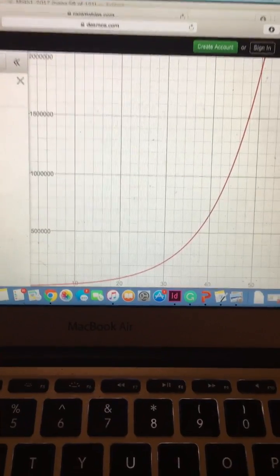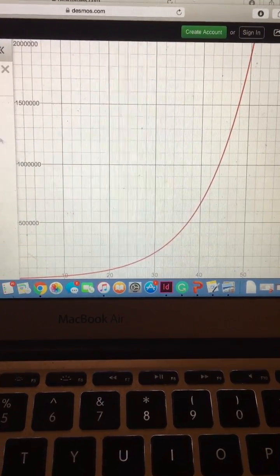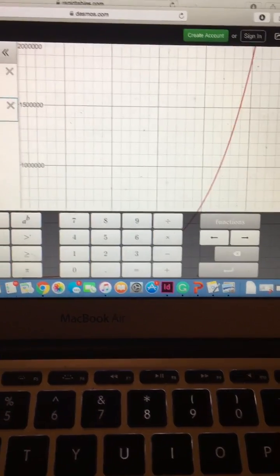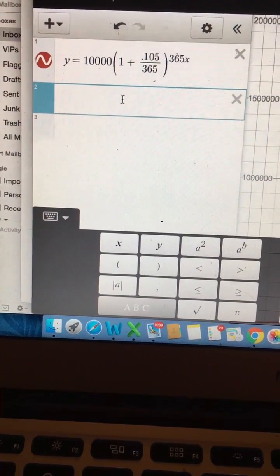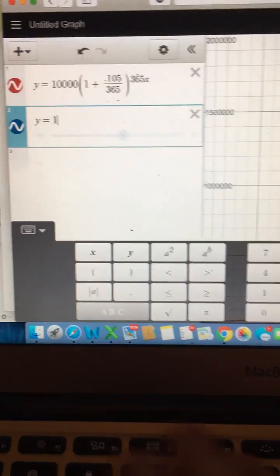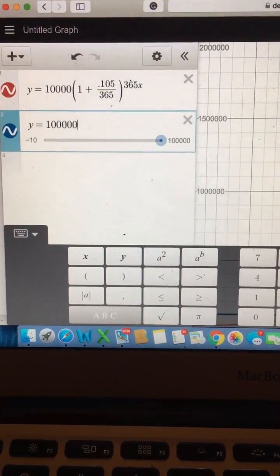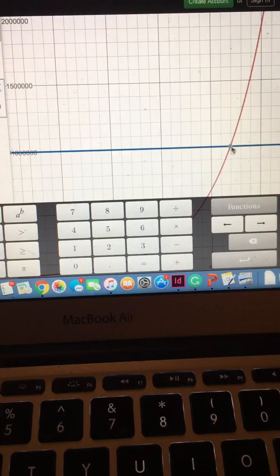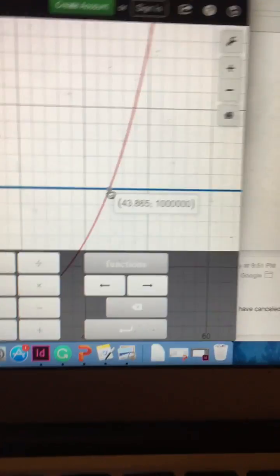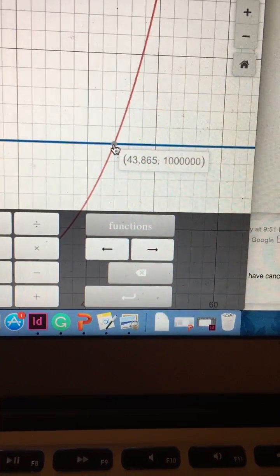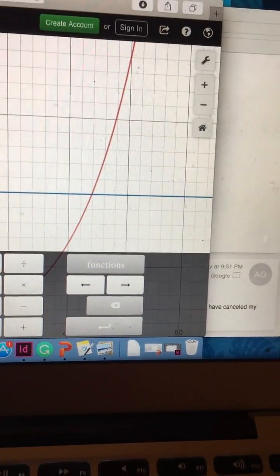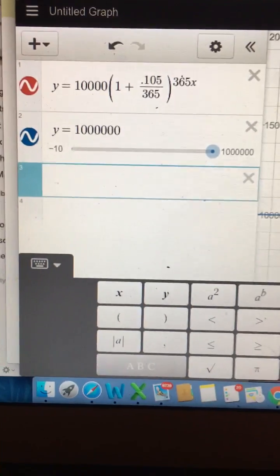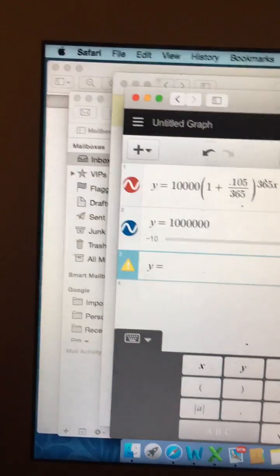All right, here's my graph. So I can look at, using Desmos, actually the intersection. So I could see at y equals 1,000,000, there's that intersection. That was the value we saw. 43.865 gave us 1,000,000. And I'm curious about maybe 2 million. Wonder if I'll ever get $2 million.